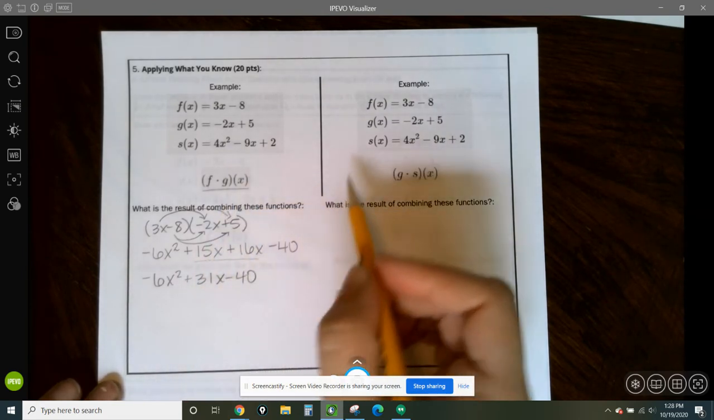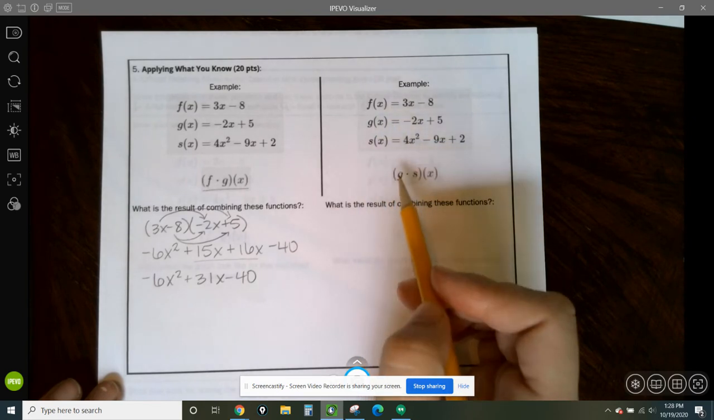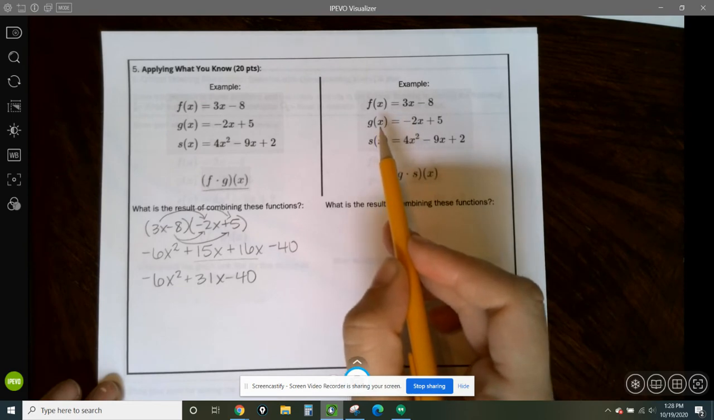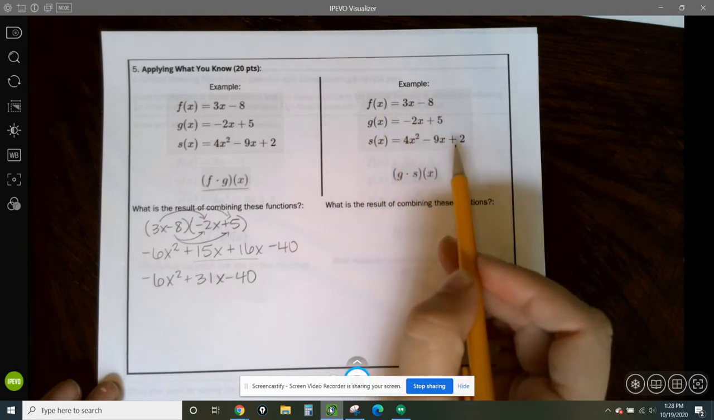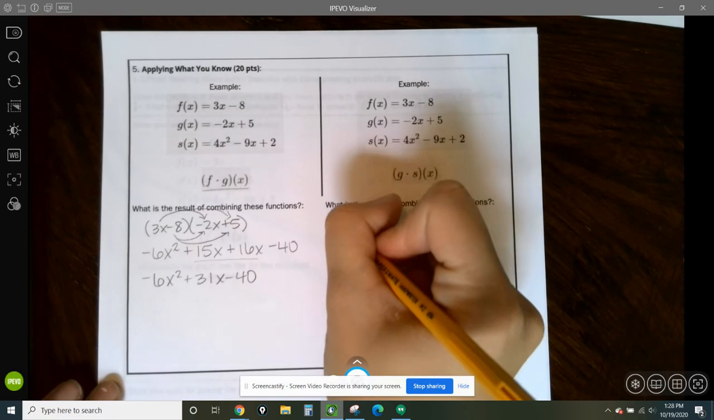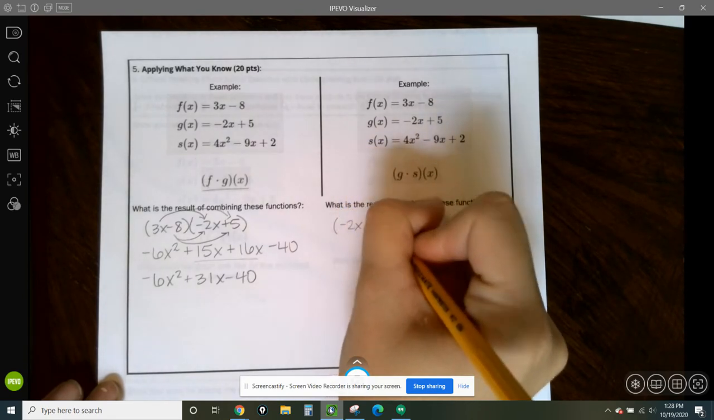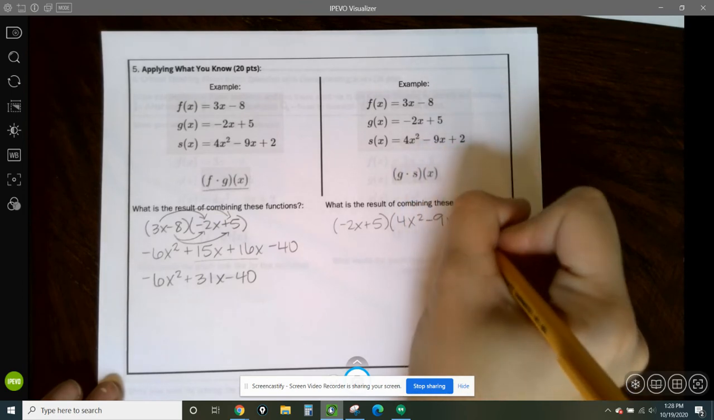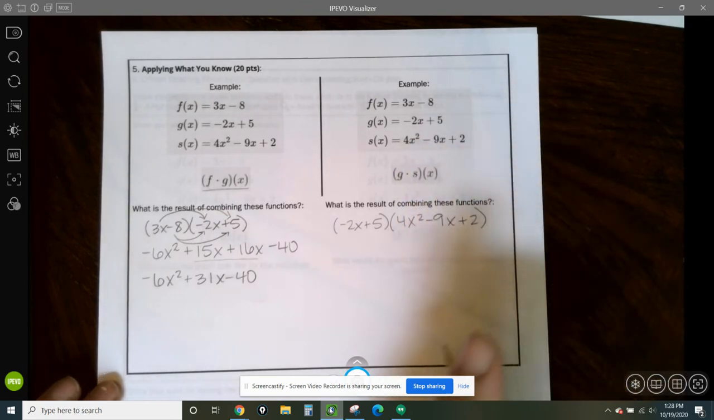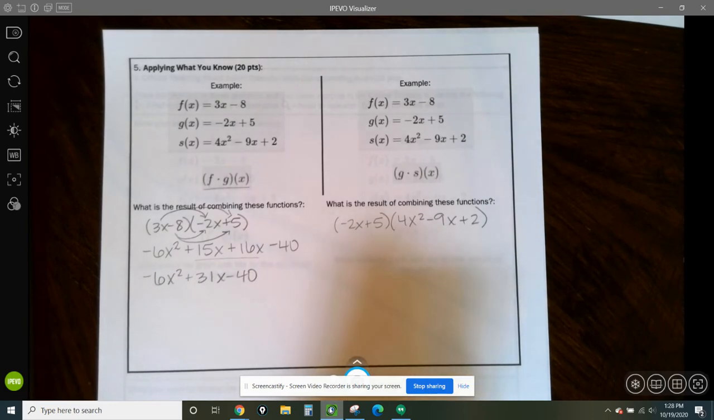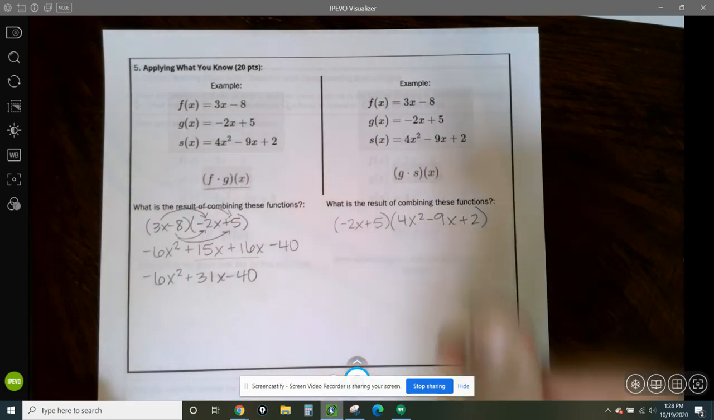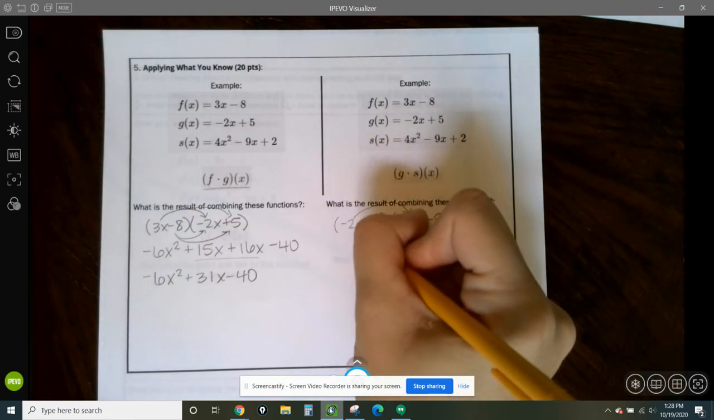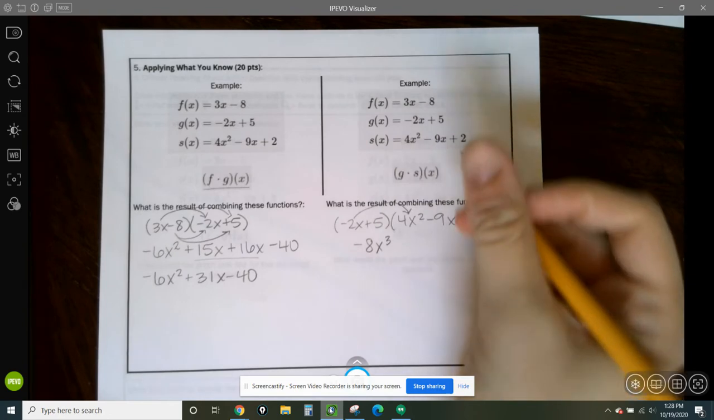So same thing over here. They want you to combine, this time, g and s of x. Okay, so I need to multiply g of x times s of x. So I'm going to do the same thing here. Negative 2x plus 5. And I'm going to multiply that times 4x squared minus 9x plus 2. If ever I'm going too fast, remember, you can just pause the video and take your time to write these things down. So negative 2x times 4x squared equals negative 8x to the third.